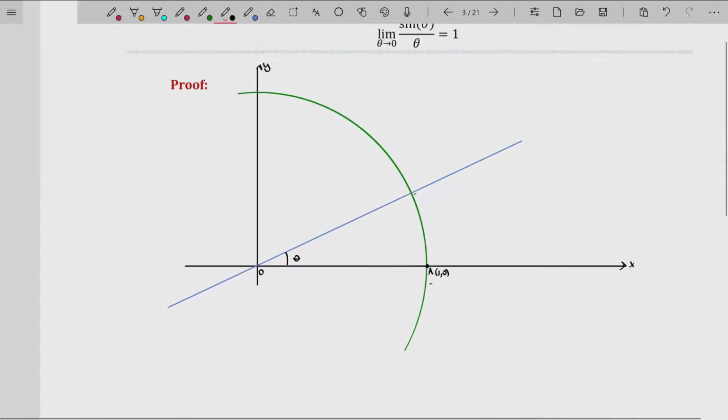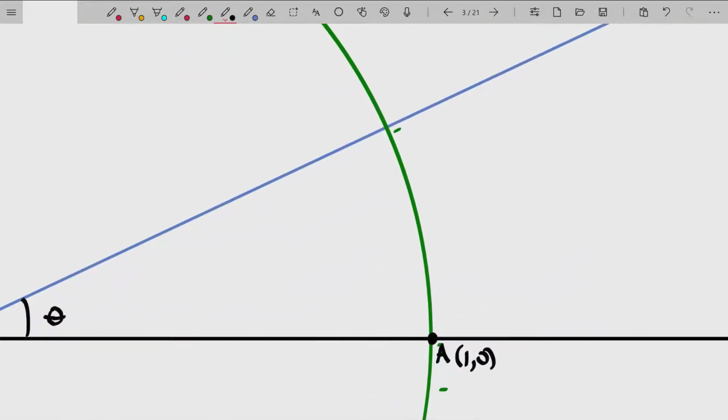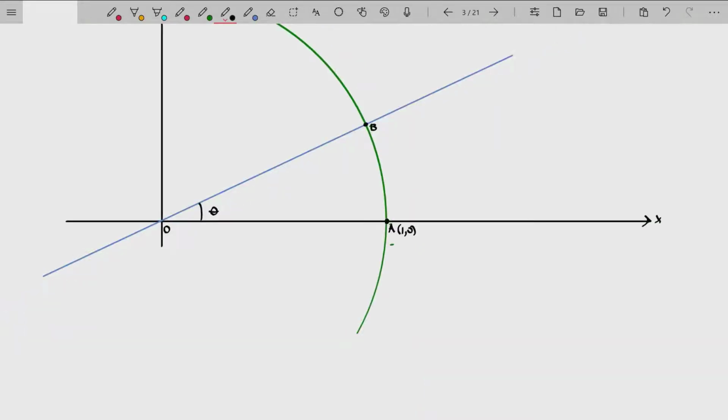This allows us to start talking about theta because we want to compare the sine of theta to theta itself. All right, there are a couple other things I want to do here. I want to draw a vertical line, or an altitude, I should say, from the intersection of the blue line and this unit circle. So let me go ahead and do that.